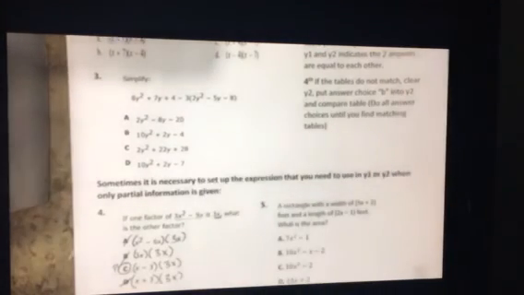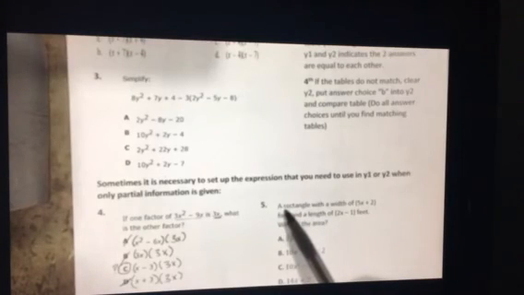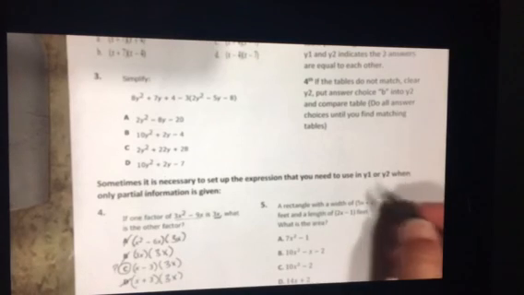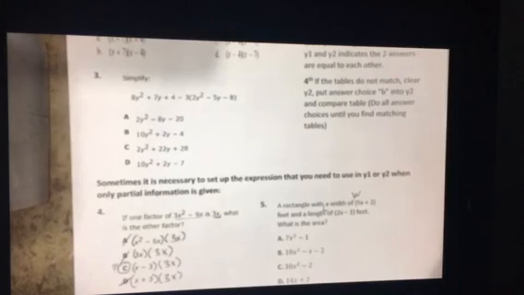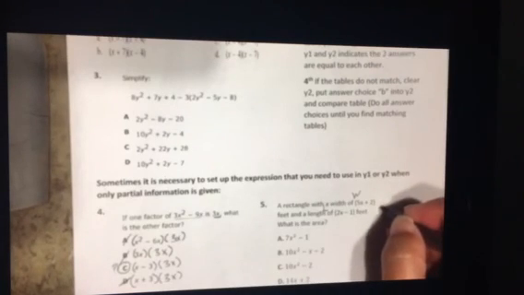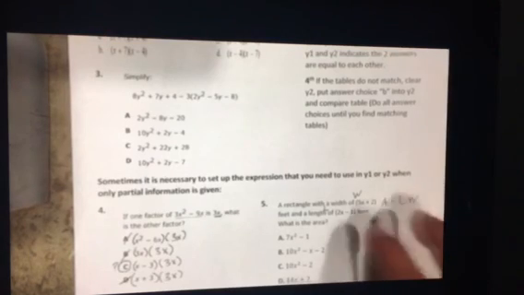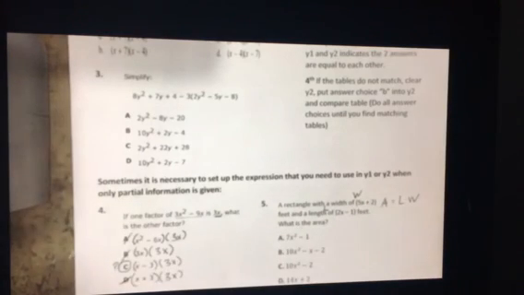So for number 5, you have to build it. They want to know a rectangle with a width of, this is the W, and a length of, this is the L, and they want to know what's the area. Well, if you know the formula, area equals length times width, what are you going to do with those two? How are you going to build this to put into y1, and then see if your answer choices give you the same area.